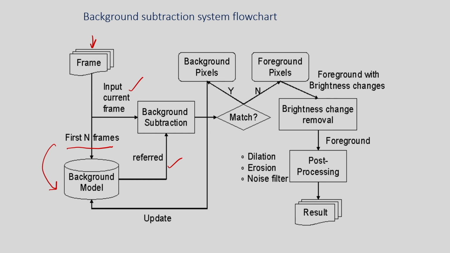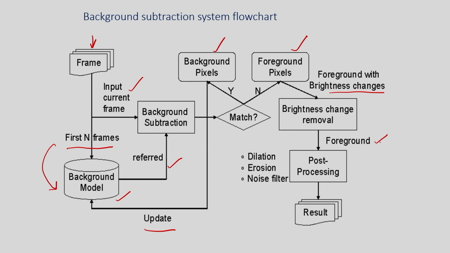I can employ the background subtraction algorithm, and based on this I can determine the foreground pixels and the background pixels based on the matching. And based on the background pixels, I can update the background model that I already developed from the first n number of frames. And also I have to consider the brightness change removal. There may be changes of the brightness, so that also we have to consider, and I will get the foreground.